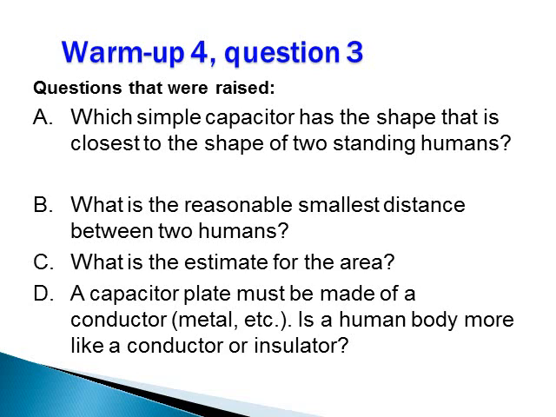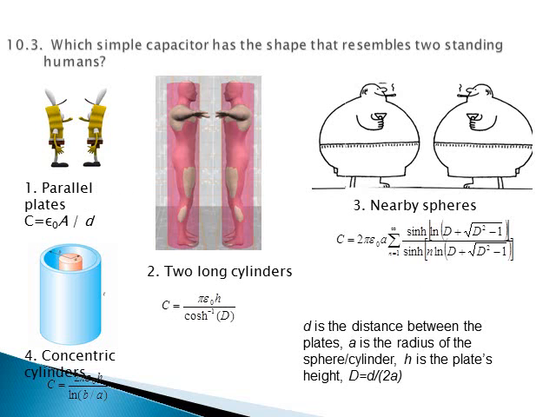And finally, a capacitor plate must be made of a conductor, metal, or other highly conducting material. Is a human body more like a conductor or an insulator? I will not answer all these questions, but will provide you with some hints. Your textbook or other references have canned formulas for capacitances of typical capacitors. The question is, which simple capacitor has the shape that resembles two standing humans? Are humans more like parallel plates, cylinders, spheres, or maybe something else?